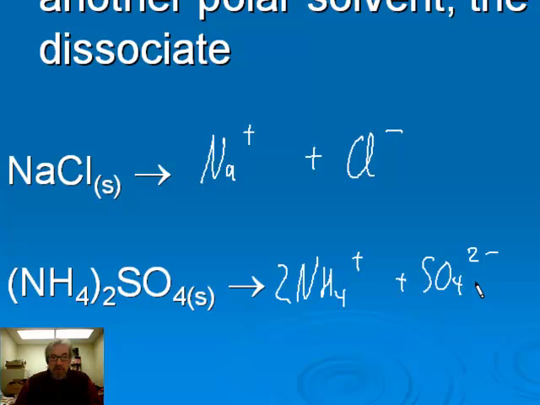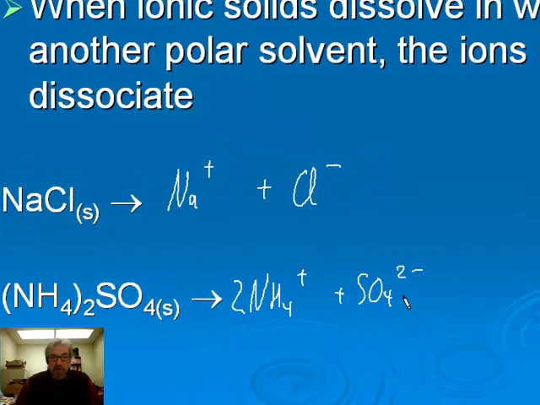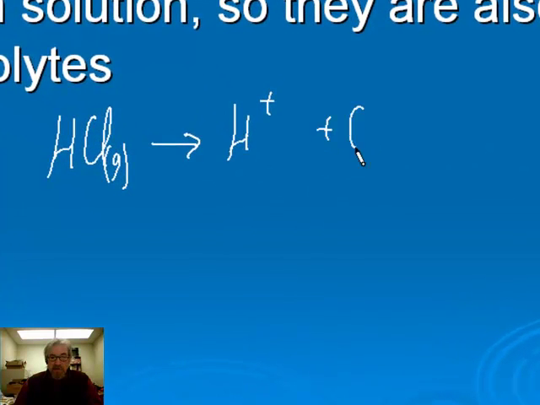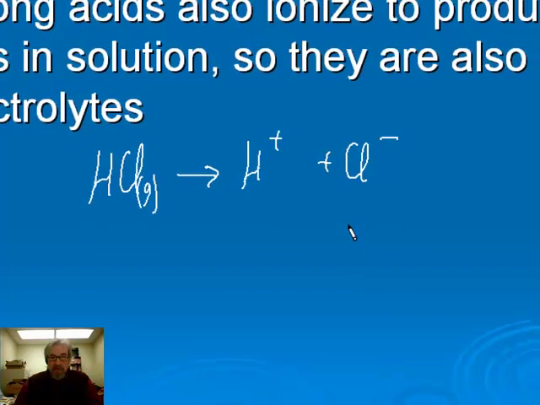A consequence of this is solutions like this conduct electricity. Strong acids will do this too. For example, if I have hydrochloric acid, this is hydrogen chloride gas dissolved in water, because it's such a strong acid, it's going to ionize and produce H+ and Cl-. When you have charged particles that are free to move around in solution, you have something that conducts electricity, and that's what an electrolyte is.